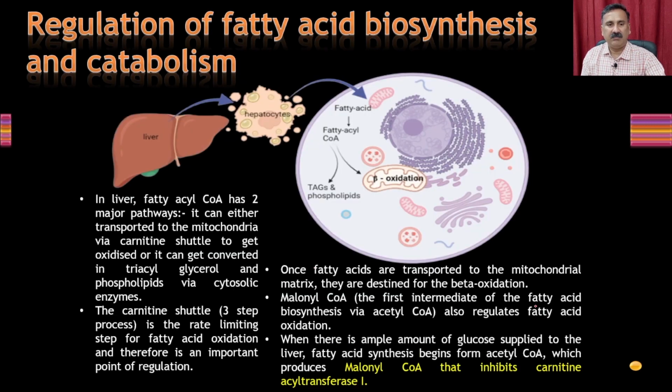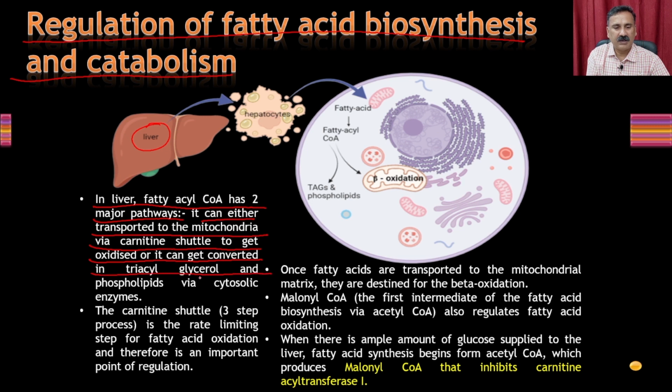Now, how are we able to regulate fatty acid biosynthesis as well as catabolism? So you have a single major organ, the liver, which is going to regulate fatty acid biosynthesis and catabolism. In the liver, the fatty acid CoA has 2 major pathways. It can either be transported to the mitochondria via the carnitine shuttle to get oxidized, or it can be converted into triglycerides and phospholipids via the cytosolic enzymes.